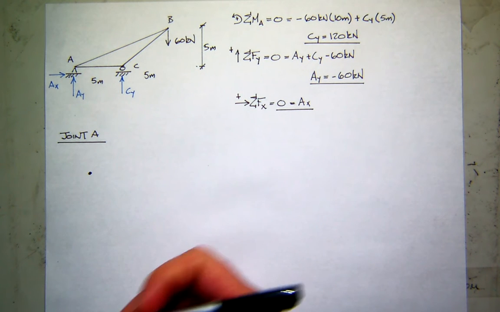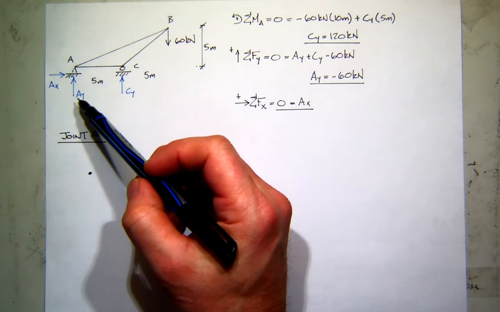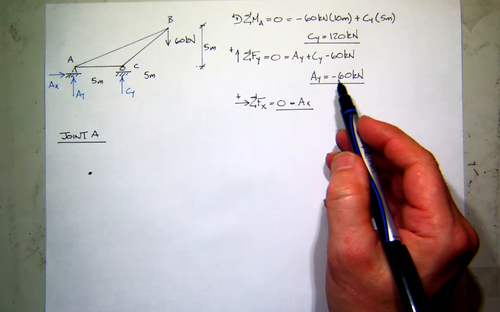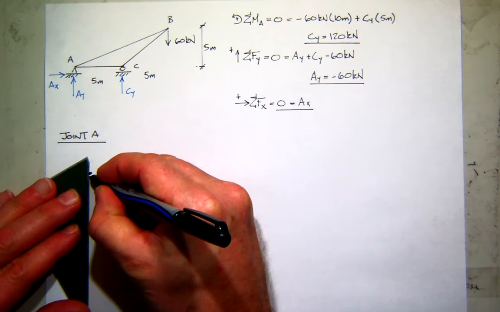That's it. That's the body, right? It's just a point. What are the forces on that point? What's AY? 60. Is it positive or negative? It's down. So I'm going to draw it down.